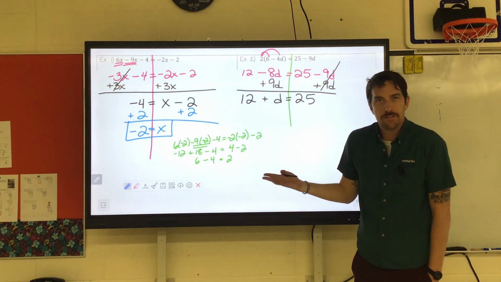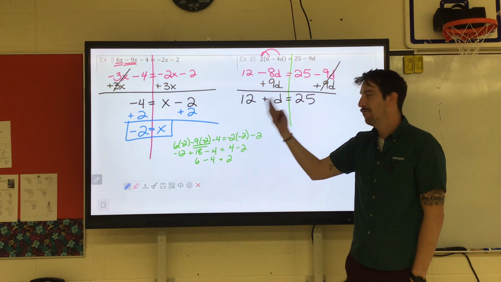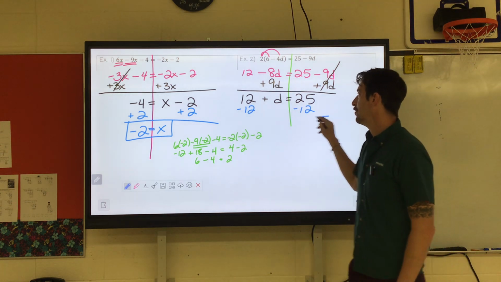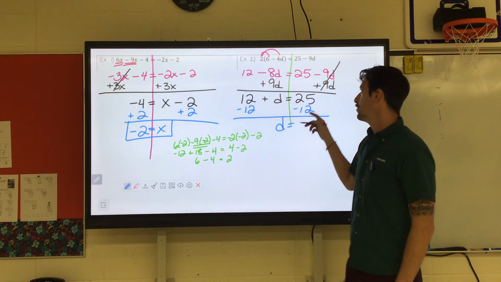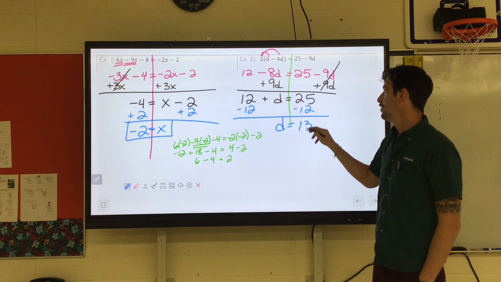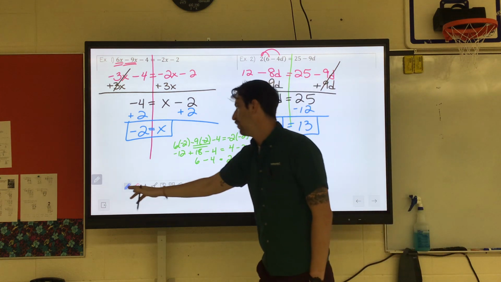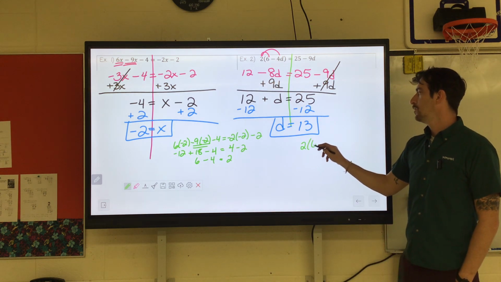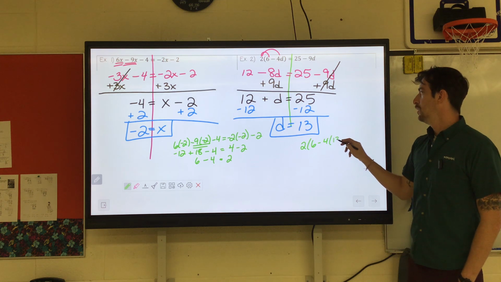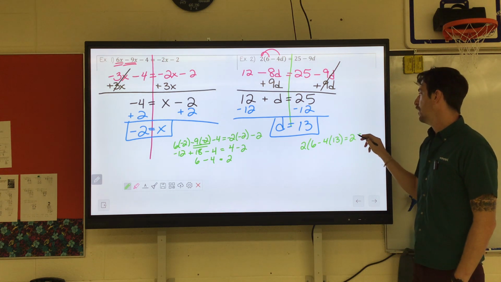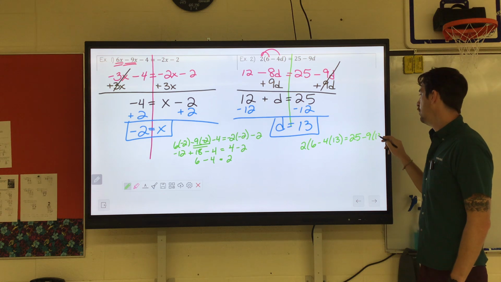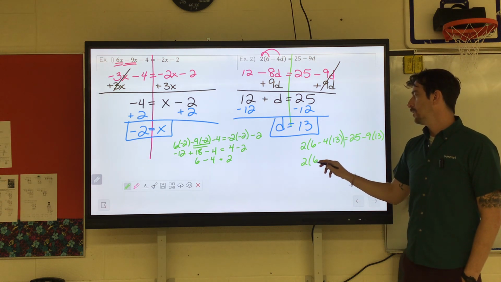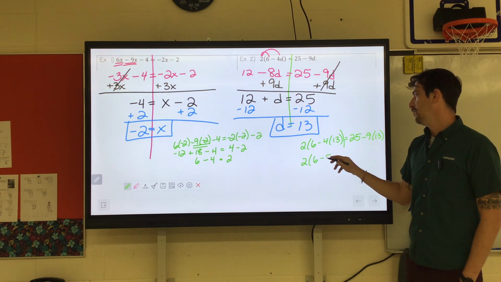How are we going to get rid of the 12? It's positive. It's out in front. So let's just go ahead and subtract 12, because 12 minus 12 is 0. d equals 25 minus 12 is 13. Probably a good idea to check it in the original. So let's see, 2 times 6 minus 4d equals 25 minus 9d. Whoa, these got some big numbers here. So 2 times 6 minus 4 times 13 is 52.